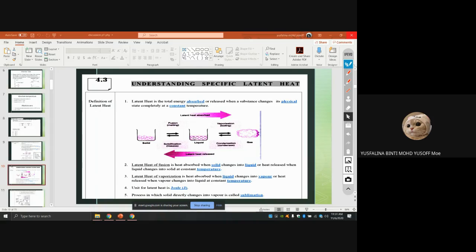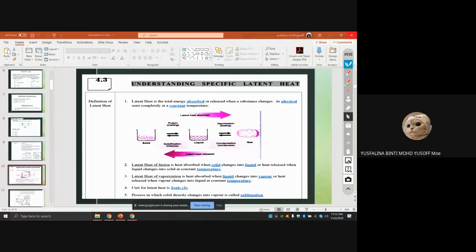Or from liquid to solid. That one is also called the latent heat of fusion. And then liquid to gas. For liquid to gas, the temperature is not increased, but only the physical state of the substance changes, like liquid to solid, solid to liquid, liquid to gas. So for this one, liquid to gas, it changed state, but the temperature is not increased.